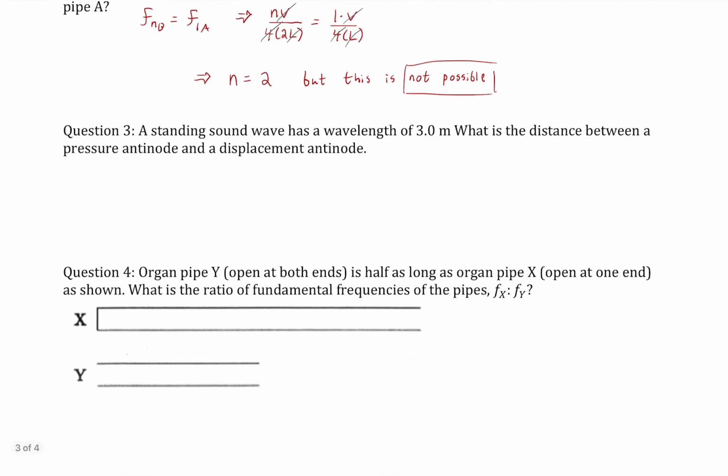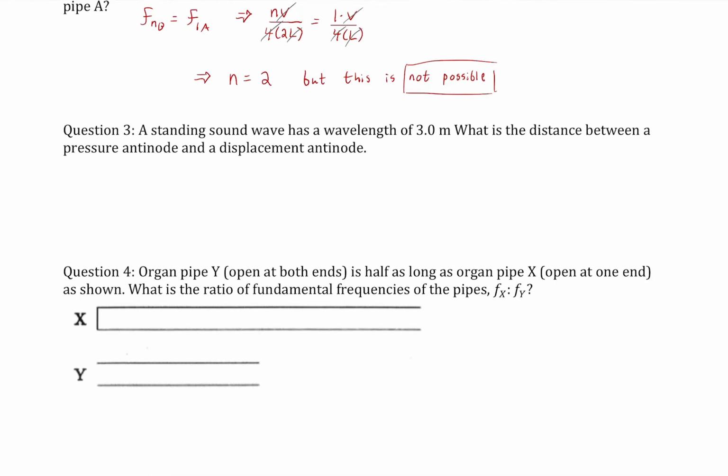All right, question 3. A standing sound wave has a wavelength of 3 meters. What is the distance between a pressure antinode and a displacement antinode? This is a great one. I'd recommend pausing the video if you don't remember this, because this is just a basic question on the definition of pressure nodes and displacement nodes for sound waves, like standing sound waves in a tube.